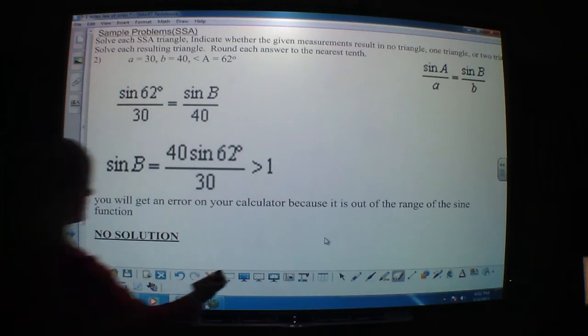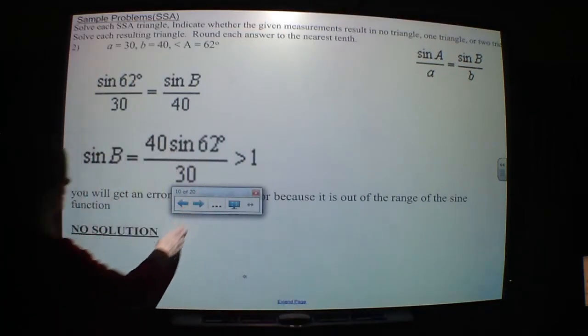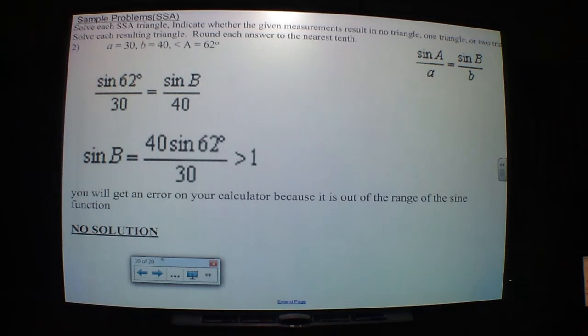So it's no solution. And on this test, you will be using your calculators. So on this test, you will use a calculator because I'm not going to give you the exact answers. I'm not going to give you all like sine of 45 and sine of 30. Some of them might be, and those I might say find the exact answer. If I write find the exact answer, you know that it's a special triangle.